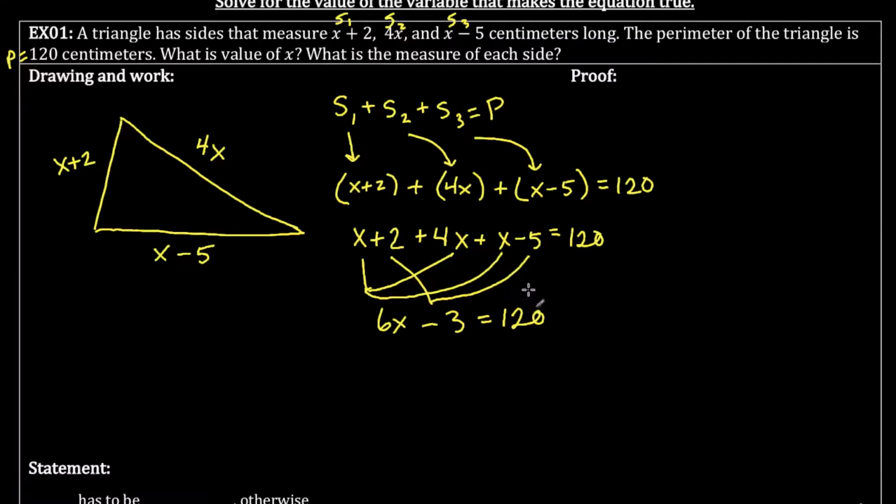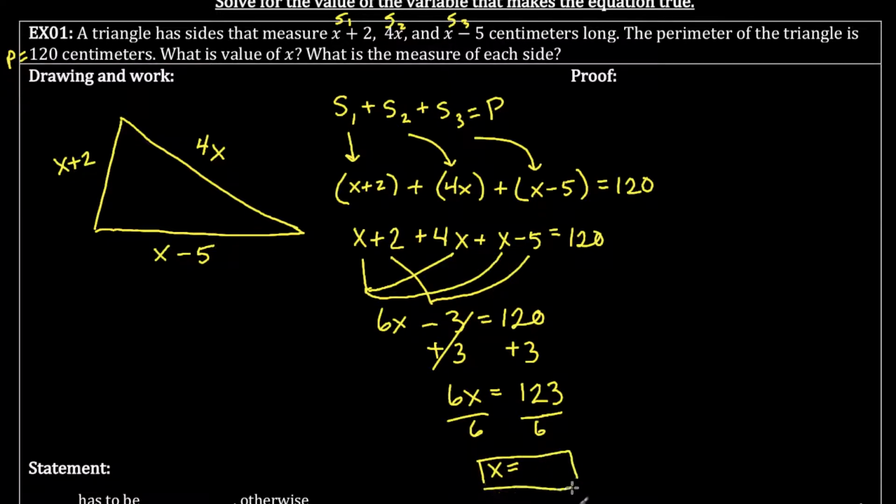Yes, minus 3. And if we add 3 to each side, we will get 6x equals 123. And then we divide each side by 6. And x equals, well, 6 goes into 120 20 times, and then that's half. So 20 and 5 tenths, 20.5. Remember, this is x, though. This is not the side length.